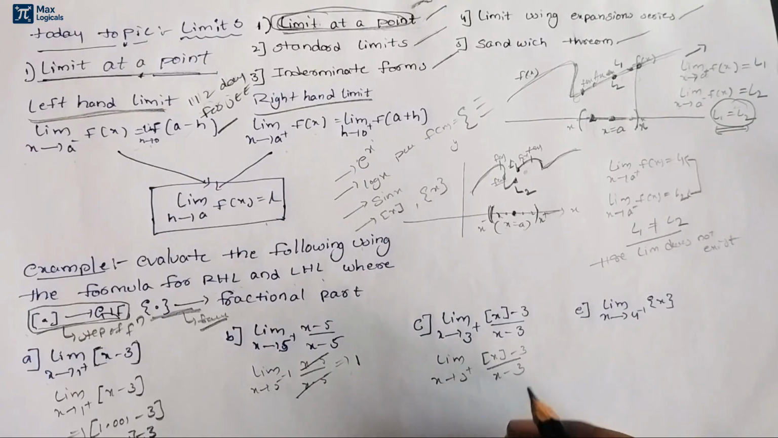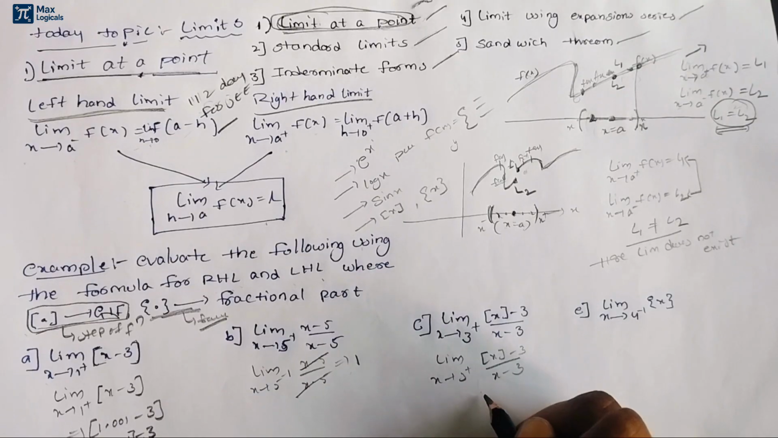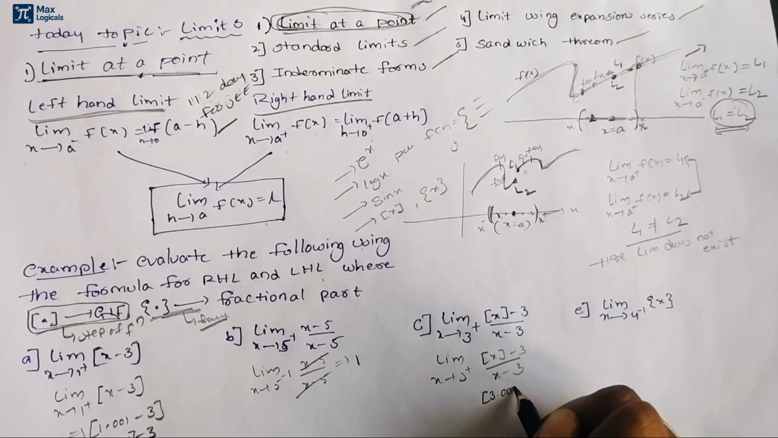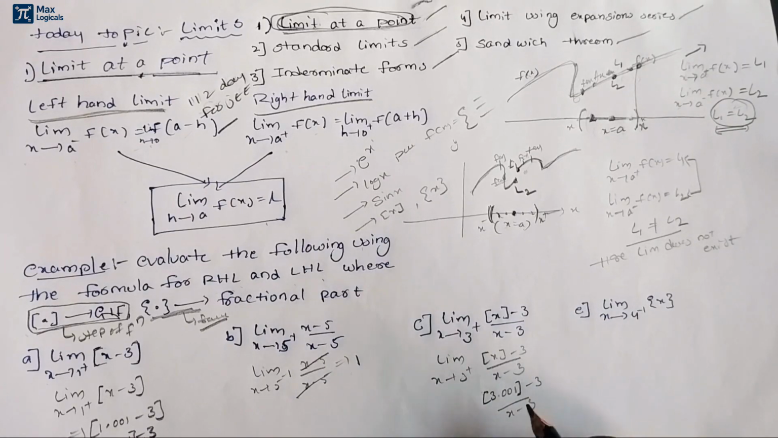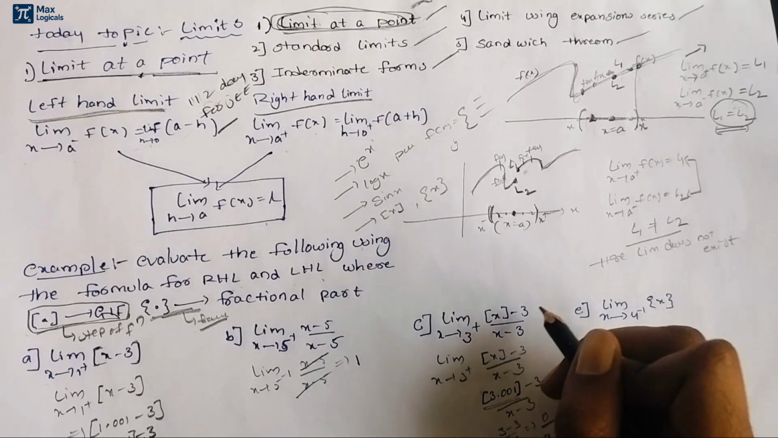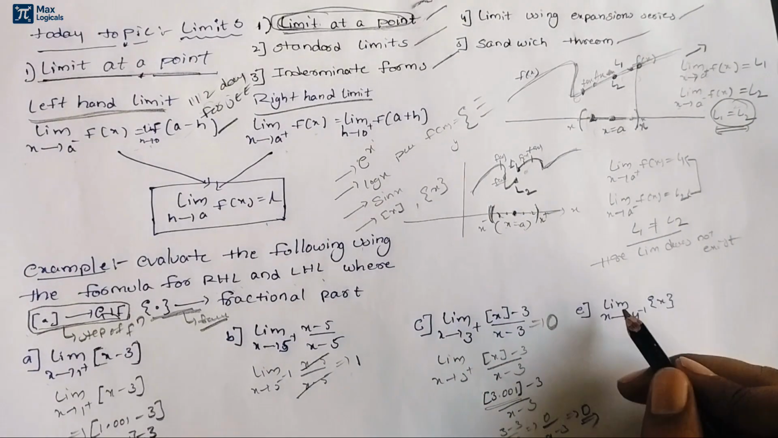3 plus means, what is the step value of 3 plus? That is 3 point, step of 3.001 minus 3 by x minus 3. What is the value of step of 3.001? That is 3, so 3 minus 3 by x minus 3 equals 0 by x minus 3, which equals 0. What is this limit? 0.